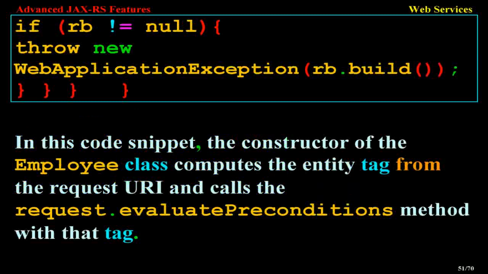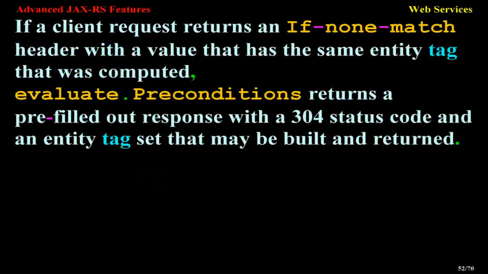In this code snippet, the constructor of the Employee class computes the entity tag from the request URI and calls the request.evaluatePreconditions method with that tag. If a client request returns an If-None-Match header with a value that has the same entity tag that was computed, evaluatePreconditions returns a pre-filled response with a 304 status code and an entity tag set that may be built and returned.